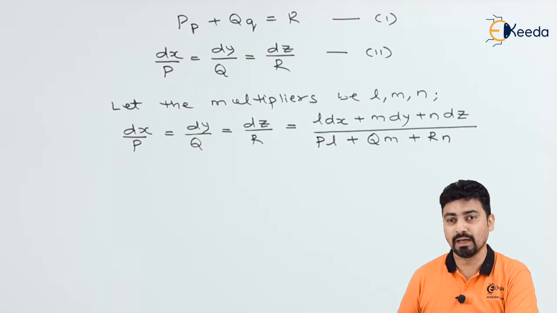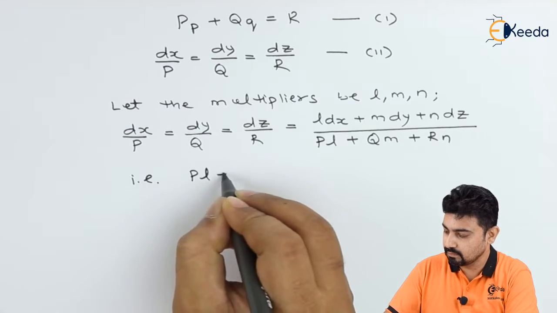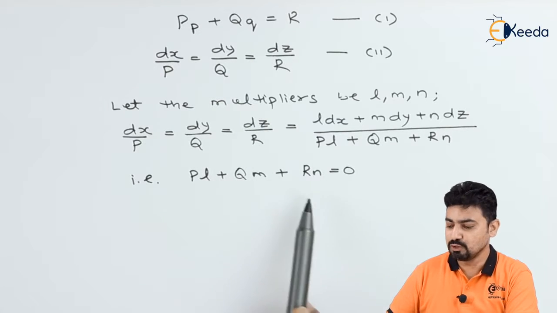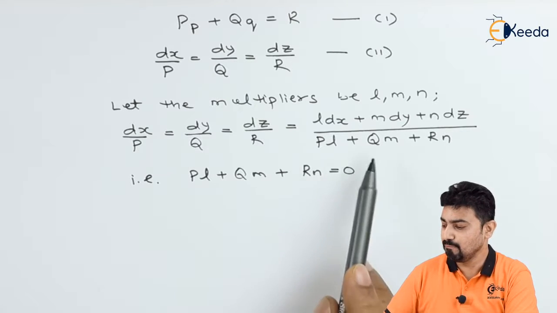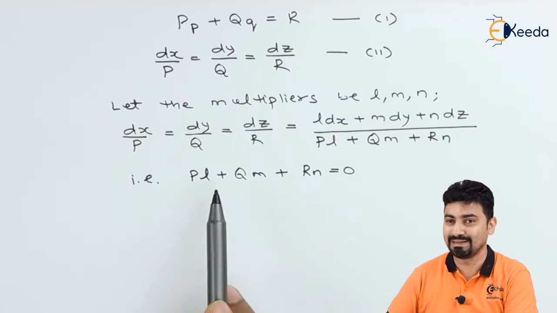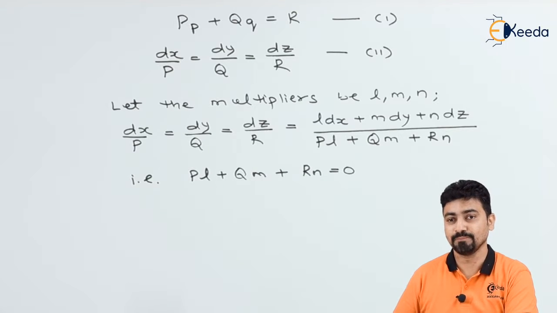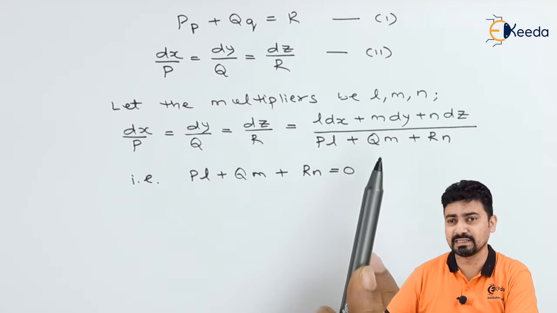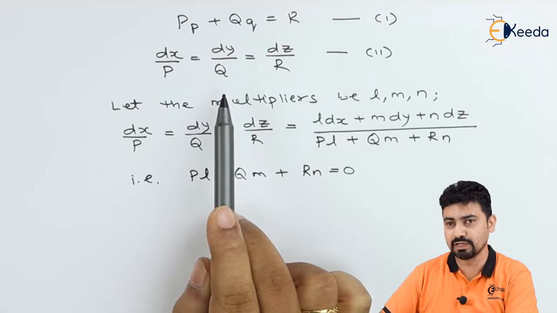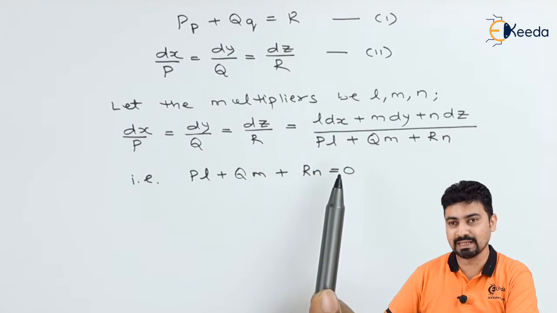We should select multipliers in such a way that the denominator PL plus QM plus RN should either become 0, or it should be such a simple thing that if we group it with any of the earlier three parts of auxiliary equations, we will be easily able to integrate it and find the solutions. Correct? So the selection of the multipliers is an important step of solving our given linear differential equation with the help of auxiliary equation with the help of the multipliers L, M and N.